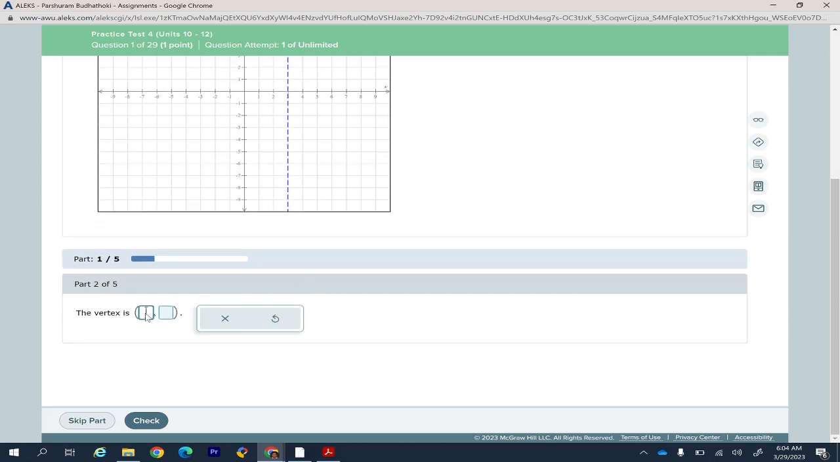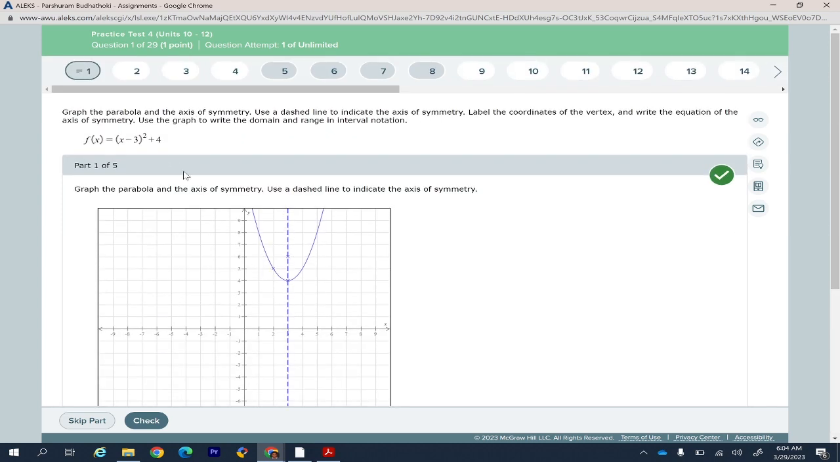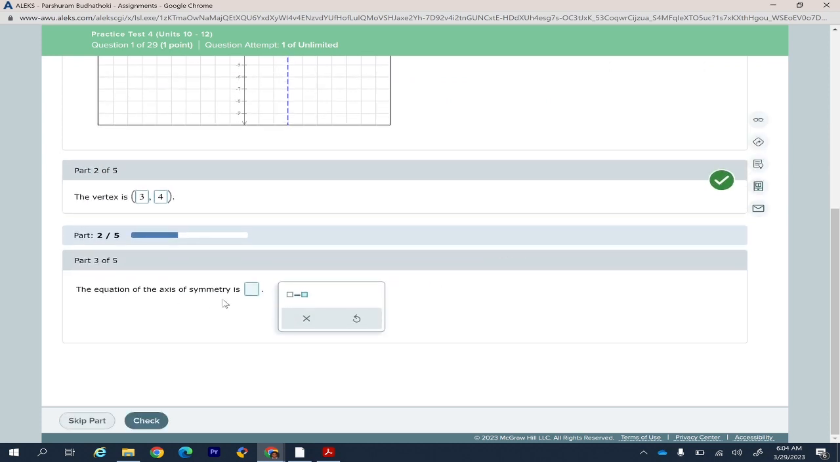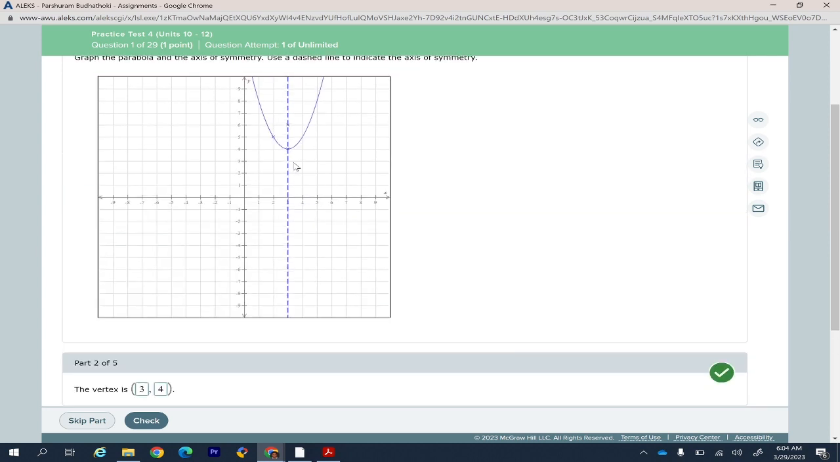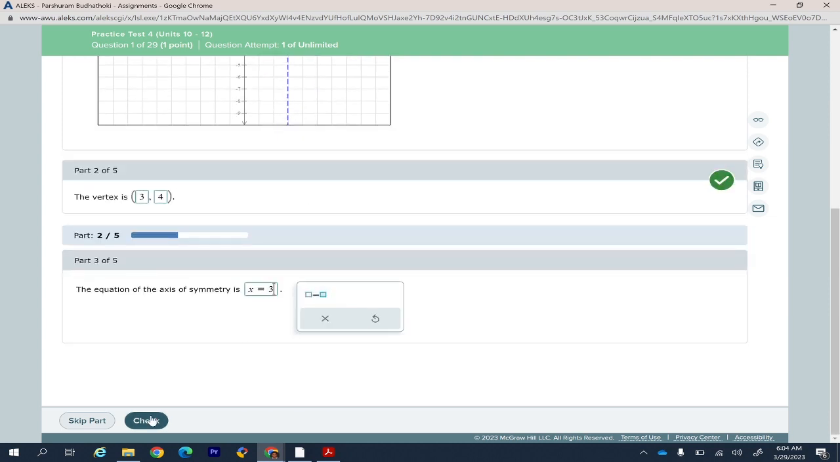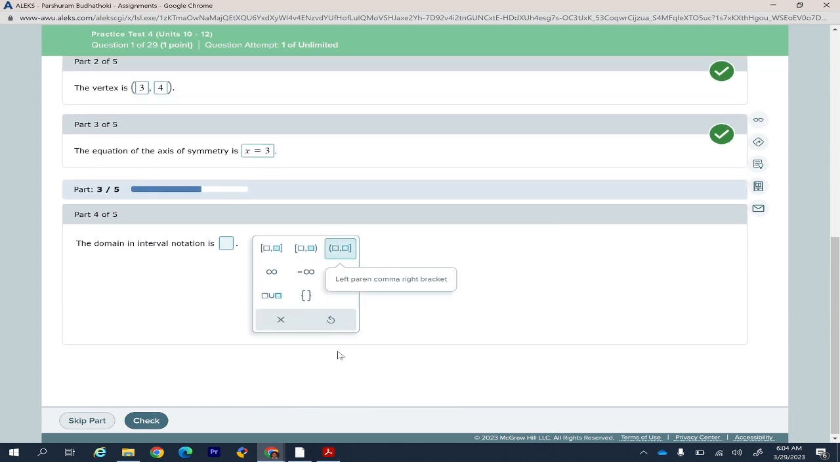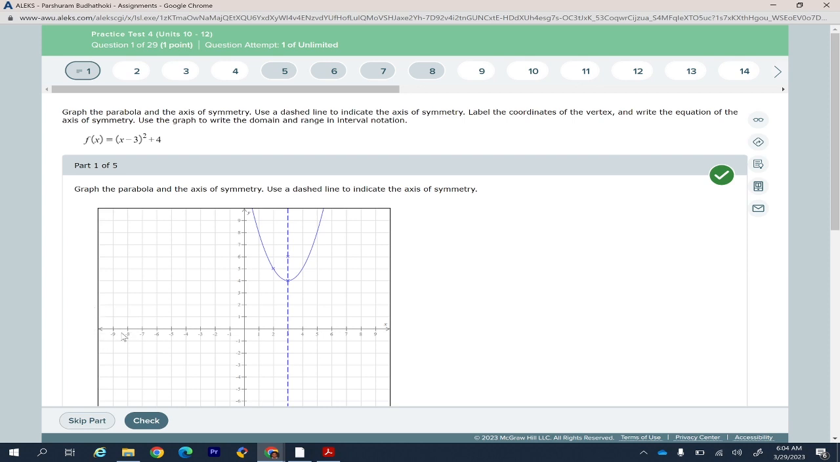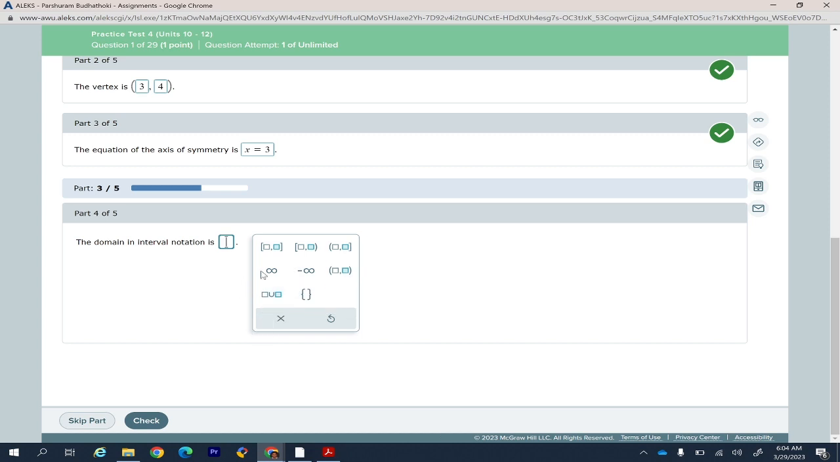Next is the vertex. We already know it's 3 comma 4, and the axis of symmetry is always x equal to the x coordinate of the vertex, which is 3. And then the domain in interval notation. As you can see here in the graph, the domain is any real number from the left side to the right side. So you can just use parentheses from negative infinity to positive infinity.